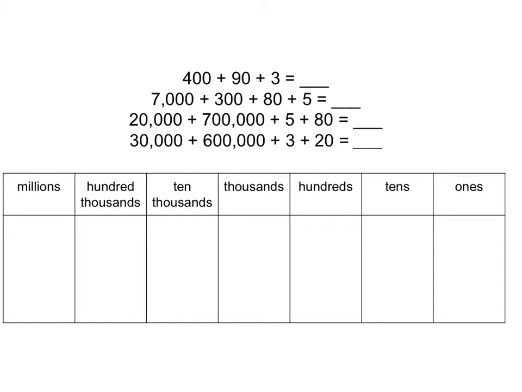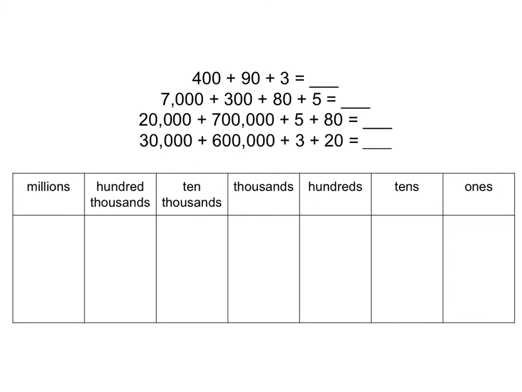Okay, I want you to look at the next one. Do that on your own. And we have 7,000 plus 300 plus 80 plus 5. Well, 7,000 is 7 1,000s, 300 is 3 100s, 80 is 8 10s, and 5 is 5 ones. Our new number, 7,385.